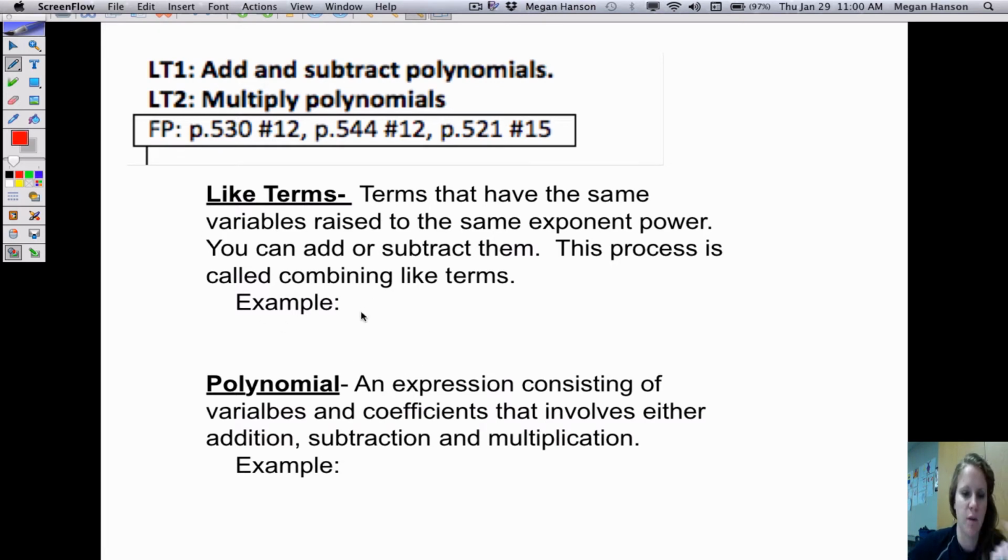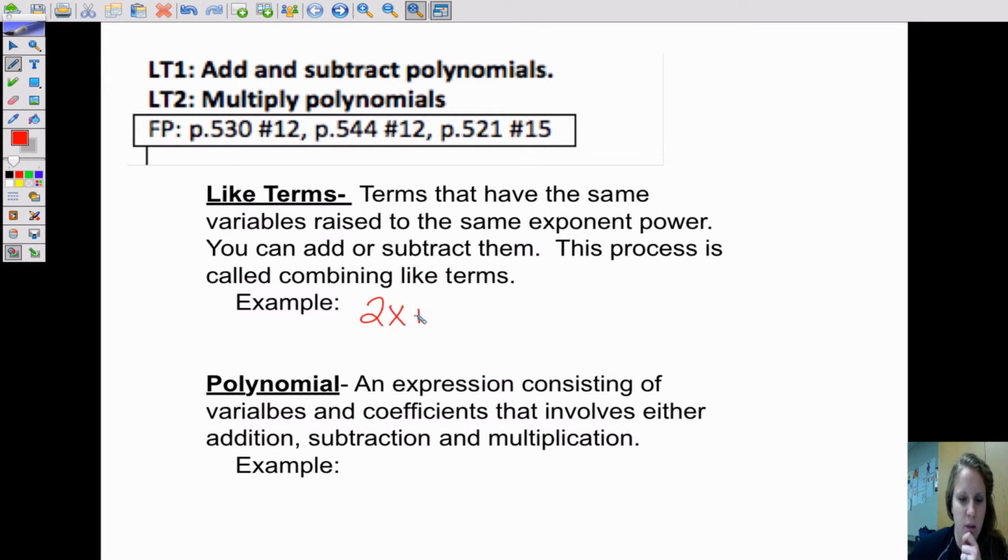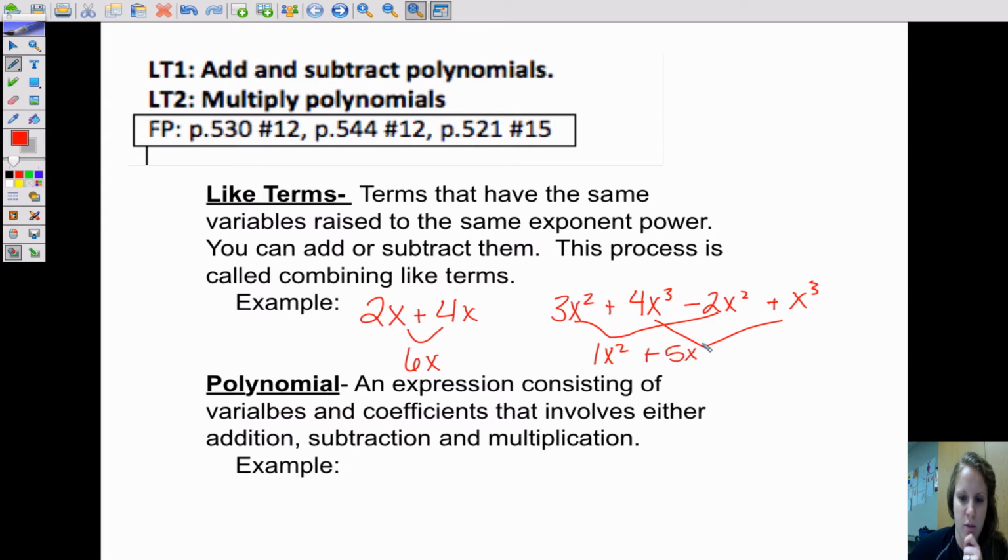And here's some examples. You have probably seen these before, like 2x plus 4x would be combined to get 6x. But if we have something like 3x squared plus 4x to the third minus 2x squared plus x to the third, we can combine the x squareds, so that would combine to get 1x squared, and we can combine the x cubes, so that would be 5x cubed.